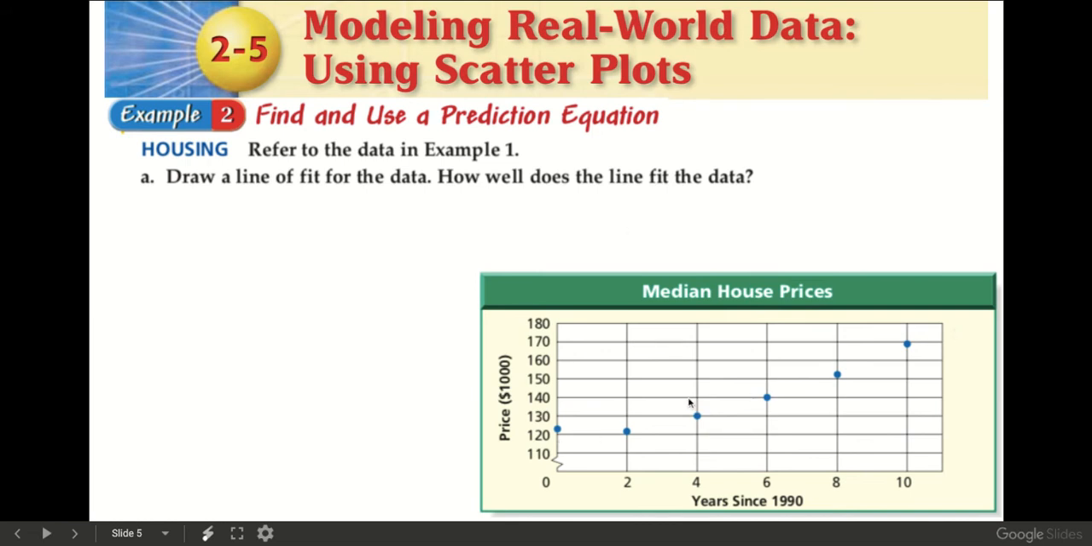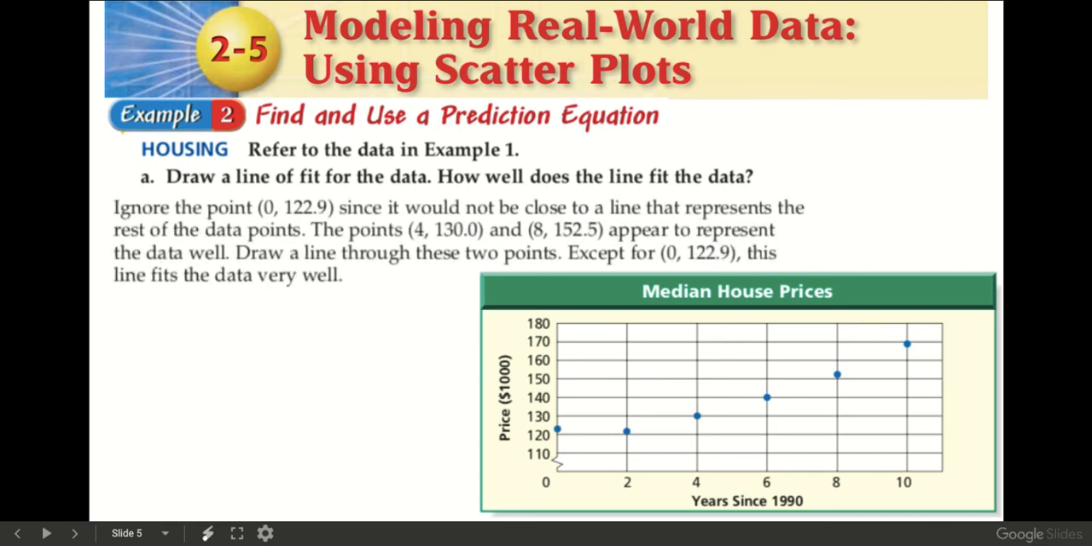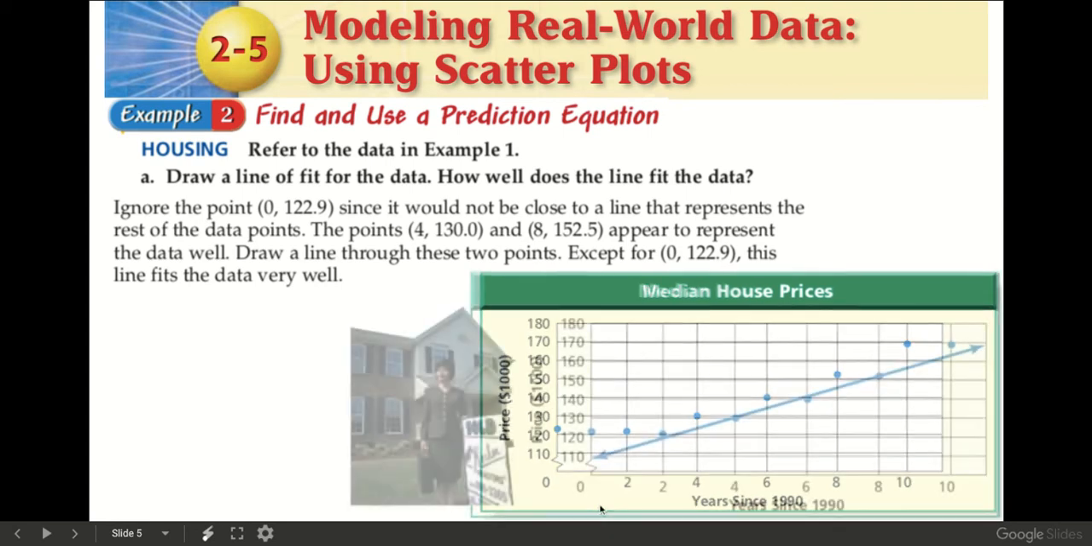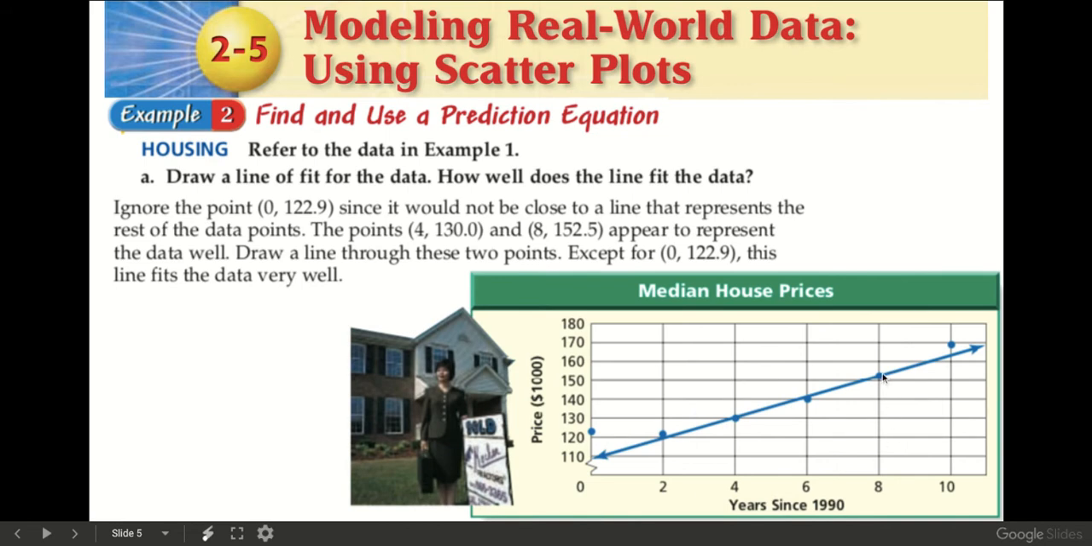So if I was looking at this data right here, I'm probably going to draw a line that looks, so probably ignoring this one right here, right? And probably looking at the points here where I could say maybe between this point and this point probably splits the difference of all these lines. So I'm going to go ahead and draw a line through these 2 points here.